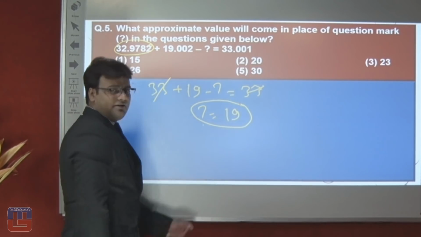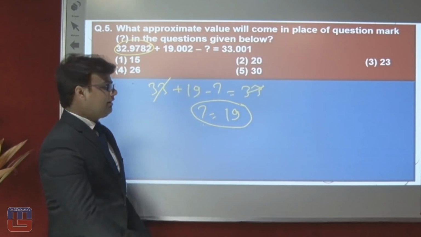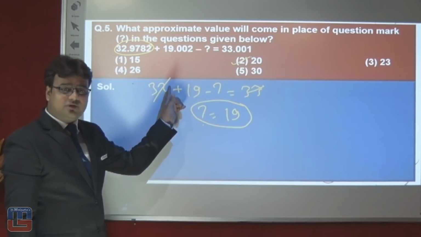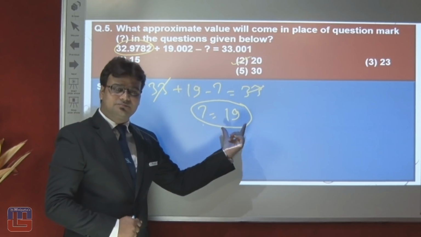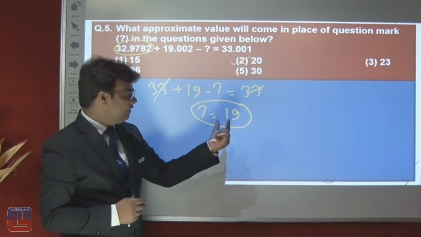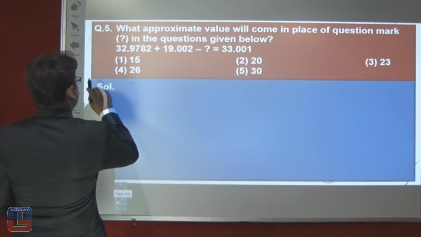33 cancels out. That means what is the question mark place? 19. But here the option 19 is not allowed, so near about 19 the correct answer is 20, because here the options are 15, 20, 23, 26 and 30. But here 19 is surely more than the 17 level, approximately 17 more. That means the correct answer is 20. So the correct answer is 20.